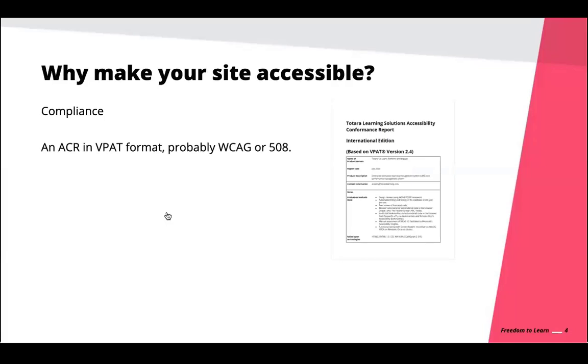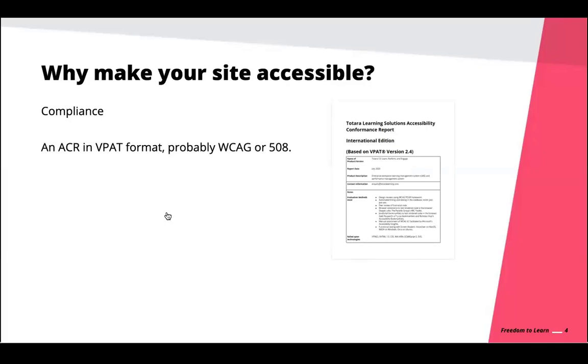One big reason to make your site accessible is the extremely exciting world of compliance. That was a little bit of sarcasm in case you didn't catch it. The most popular way of doing this is an ACR using a VPAT. So welcome to acronym world. An ACR is an accessibility conformance report. In other words, what kind of level of accessibility are you, like good or bad or somewhere in the middle?